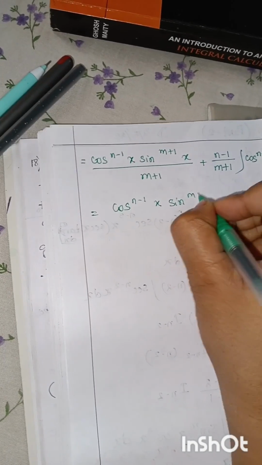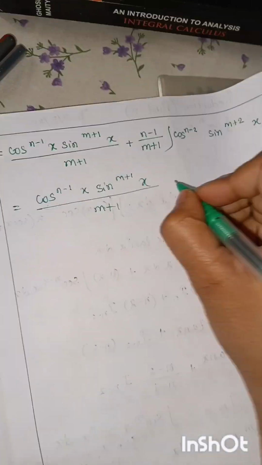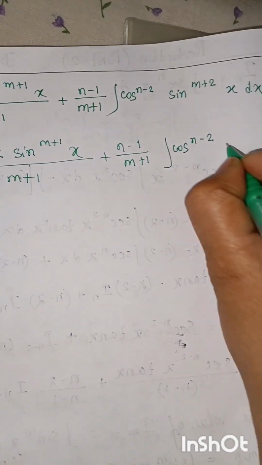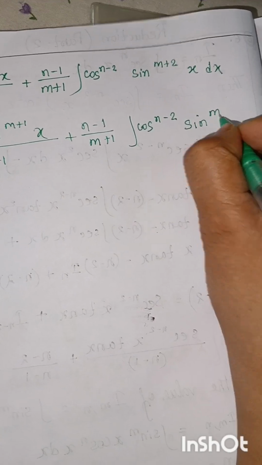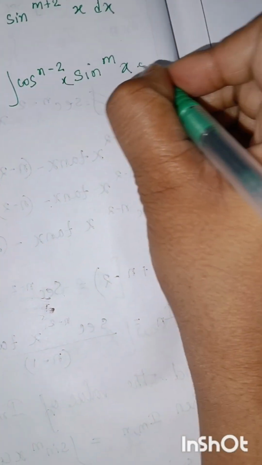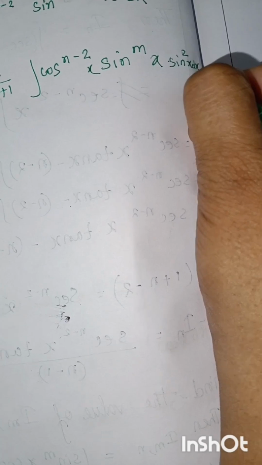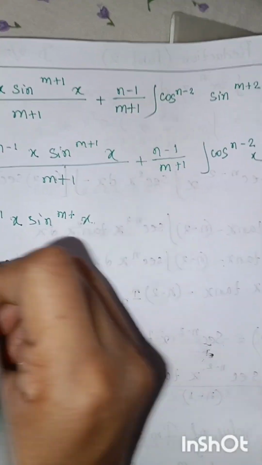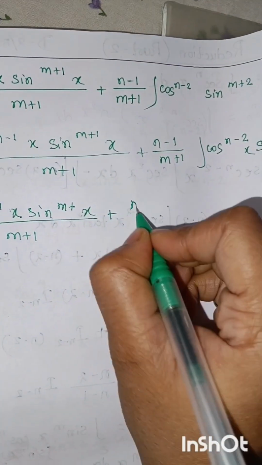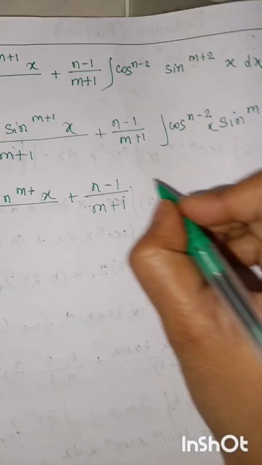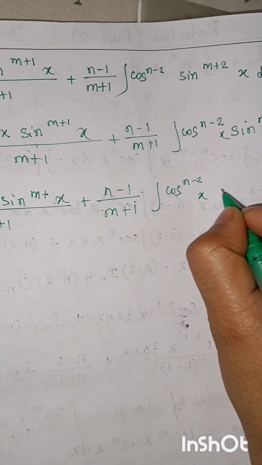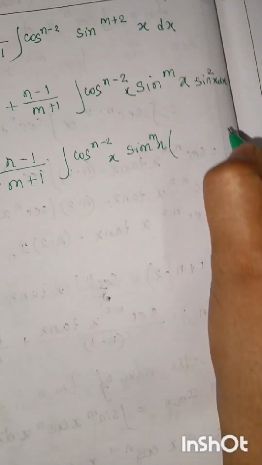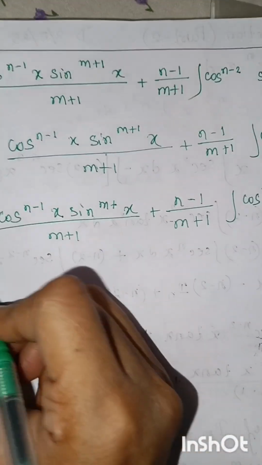Firstly put the main thing, that is cos to the power n minus 1 x sin to the power m plus 1 x by m plus 1 plus n minus 1 by m plus 1. Then the integration of cos to the power n minus 2 x sin to the power m x sin square x dx. Next we also write the constant part, that is cos to the power n minus 1 x sin to the power m plus 1 x by m plus 1 plus n minus 1 by m plus 1. Then the integration of cos to the power n minus 2 x sin to the power m x into 1 minus cos square x, because we know sin square x is equal to 1 minus cos square x, so we put the value.